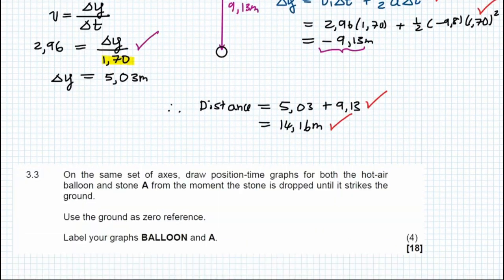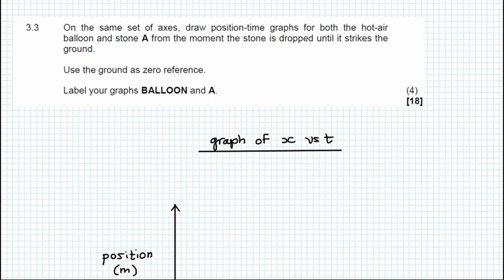We now move on to the last problem in this video, which is question 3.3. It says, on the same set of axes, draw position-time graphs for both the hot air balloon and the stone, from the moment the stone is dropped until it strikes the ground. So the graph must start at time 0, when the stone is dropped, and end at the time we calculated that the stone takes to reach the ground, and that is 6.70 seconds.